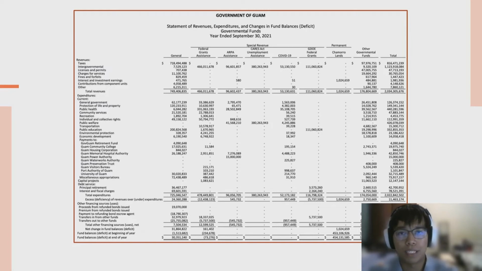This revenue is funding received from another government. It's received in the form of grants or reimbursement for costs incurred. In GovGuam's case, the source of these funds are the federal government.